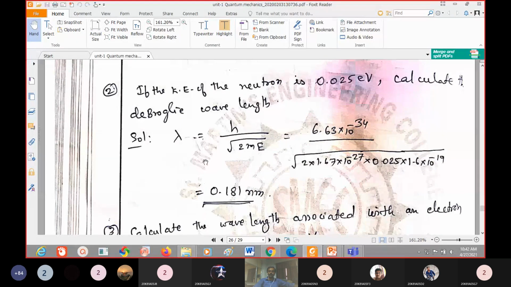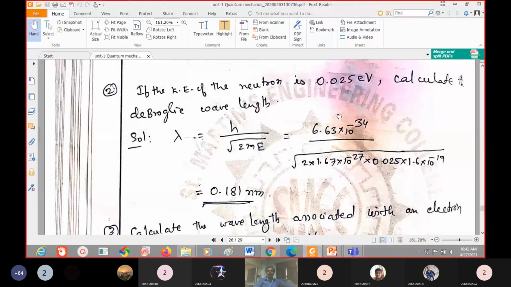That relation is p is equal to under root of 2mE, where E is the kinetic energy. So lambda is equal to h by root of 2mE. Here the kinetic energy E value is given, that is 0.025 electron volts. Here m is constant and h is constant. If you substitute all values, we can get the answer.